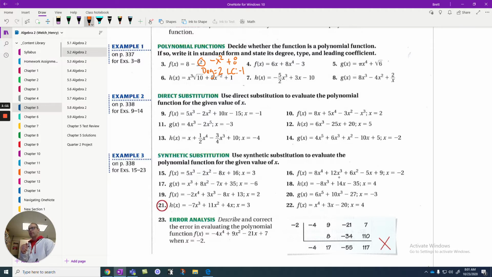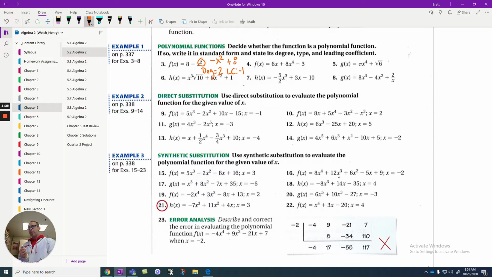Question number 5. The square root of 6 is just a number. So the only thing we're really looking at is the exponents on the x. This is a 4. That tells me this is a polynomial. Because this is the only x in the problem, this is already in descending order.